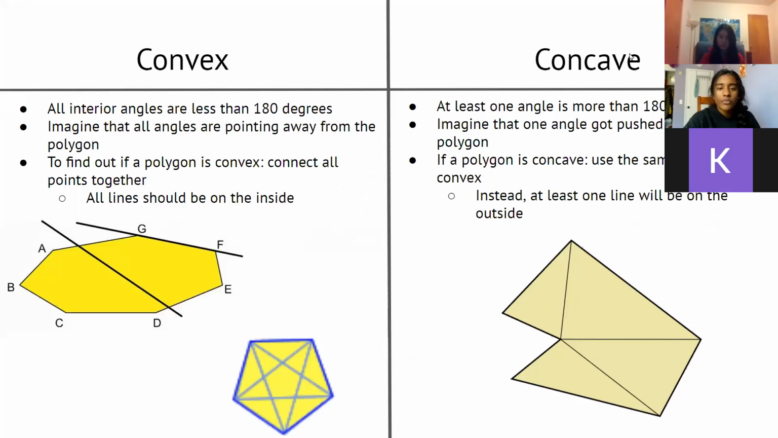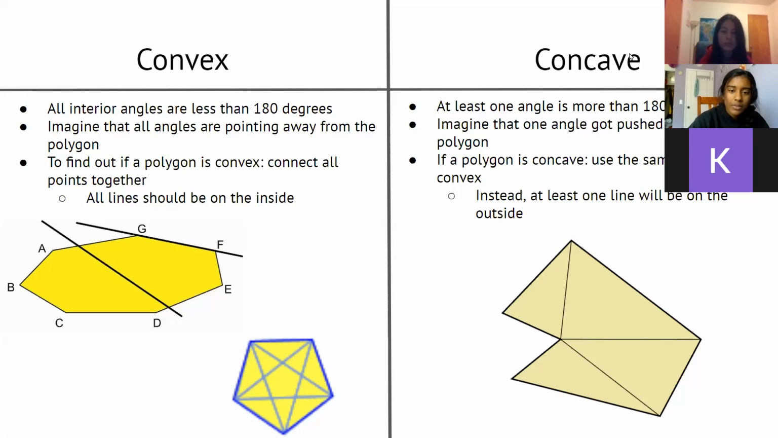Now we're going to look at the difference between convex and concave polygons. In a convex polygon, all interior angles are going to be less than 180 degrees, so less than a straight angle. You can imagine this as all the angles pointing away from the polygon. In order to find out if a polygon is convex, you connect all of the points together and all of the lines should be on the inside of the polygon. You can see in this example that if you do that, it forms a star shape and all the lines are on the inside.